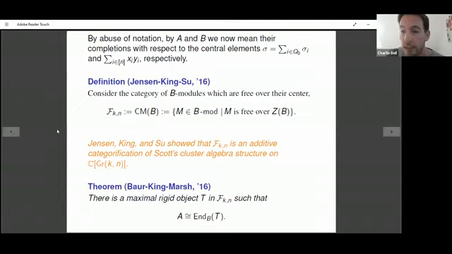And the last theorem to state then is a theorem due to Baur, King, and Marsh, that there is a maximal rigid object T, which is a sum of these modules that go around the boundary of your disk. There's this maximal rigid object in our category here, such that the dimer algebra is actually the endomorphism ring over the boundary algebra of this maximal rigid object.